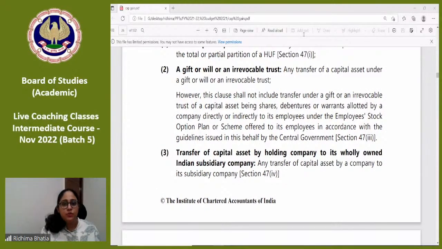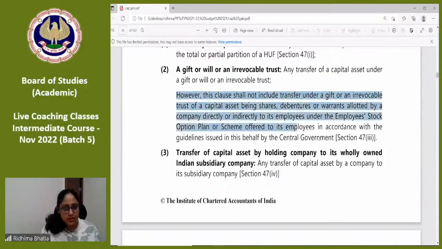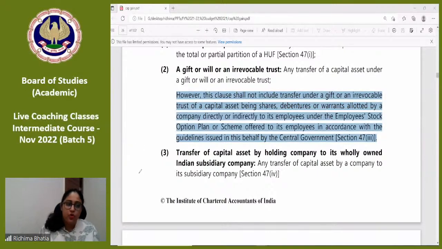ये वाला part, students, this part you will not understand because this part we'll do it in ESOP वाला thing. ठीक है? Next is the next part which they say is when the asset is transferred from the holding company to subsidiary company, wholly owned subsidiary company. Wholly owned subsidiary company means 100% subsidiary company.